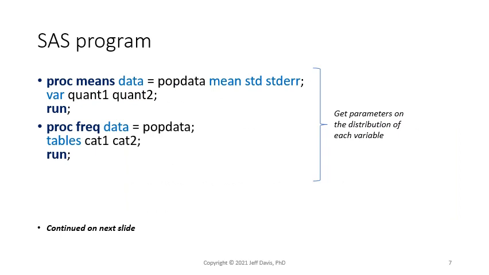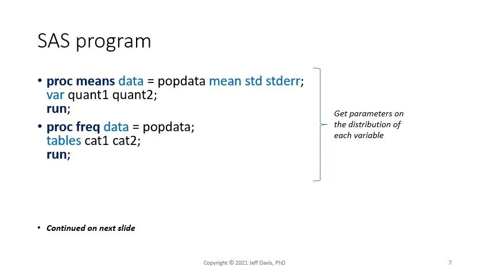We're going to do proc means and proc freq on the population data, and then we're going to come back and do it on the sample data, because we want to be able to compare the mean for the sample to the mean for the population. We want to compare the proportions for the categorical variable in the sample to the proportions for the categorical variable in the population.